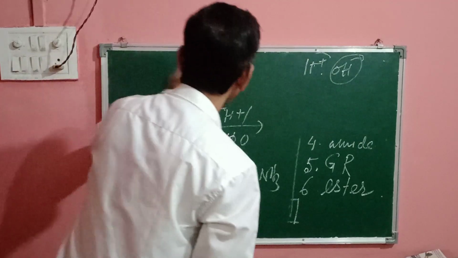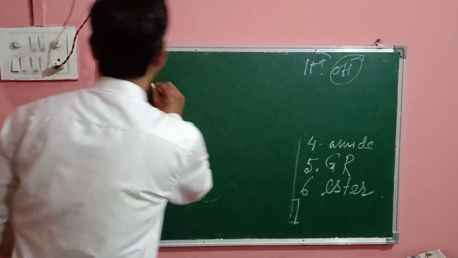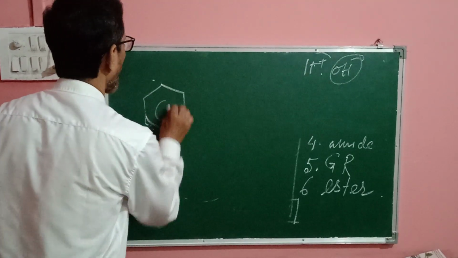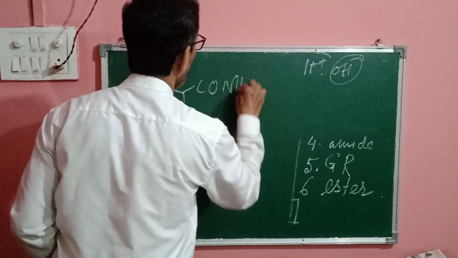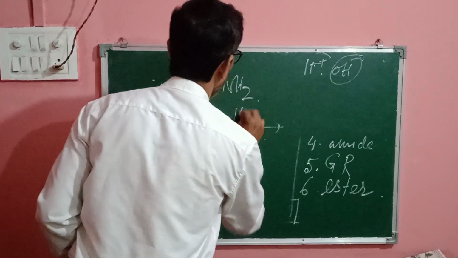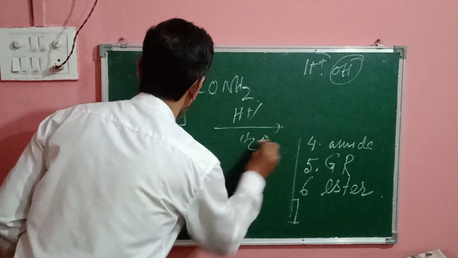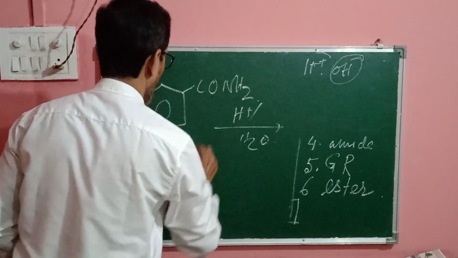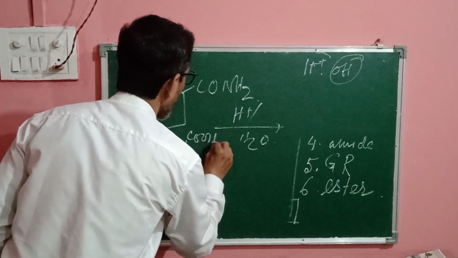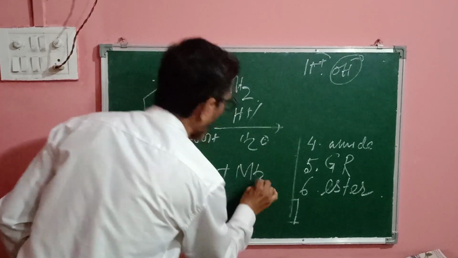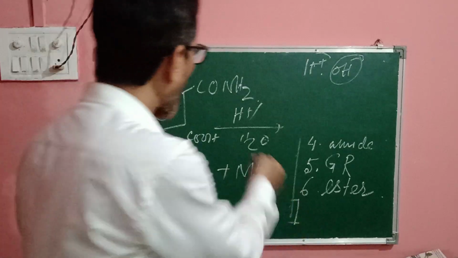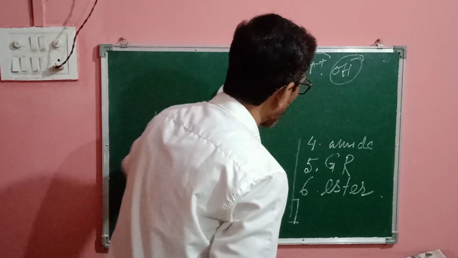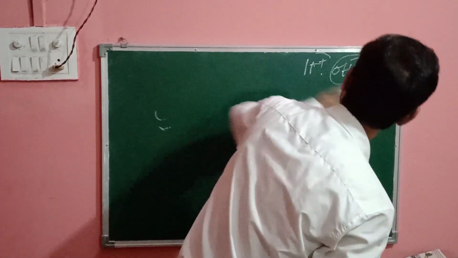So if it is like this, CONH2 and it is acid hydrolyzed, again you are getting COOH plus ammonia. The way which I have shown earlier is the same for both the cases. So you have got amide.